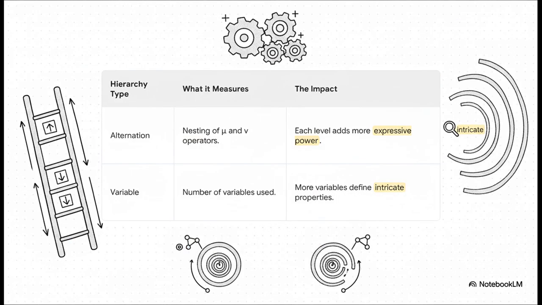And this complexity isn't just a flat wall you hit. It's more like a ladder. You've got this thing called the alternation hierarchy, which basically tells us that the more you switch back and forth between asking, can I eventually win and can I always avoid losing, the more powerful and way more computationally expensive your property becomes. Each level of this hierarchy is strictly more expressive than the one before it.